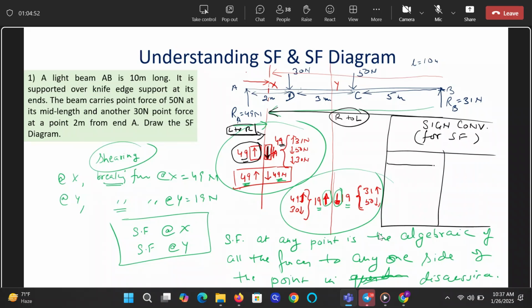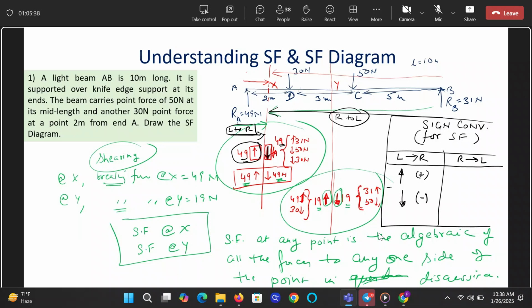Now, guys, there are only two options to reach point X or point Y. One is you go from left to right, that means you start from the left end and reach point X, or you start from the right end and reach point X, right to left. To make sure that both sides give me the same answer, a reciprocal sign convention is intentionally introduced. So we'll not say upward or downward, we'll replace it with plus and minus. When you go from left to right, the upward force will be taken as positive and the downward force will be taken as negative.